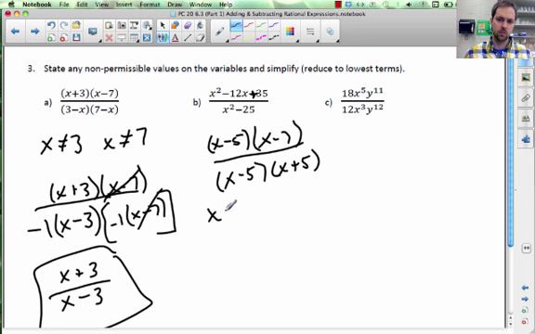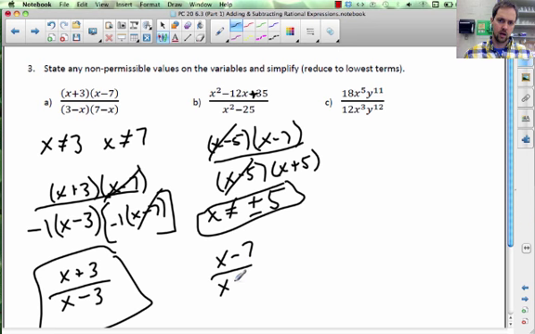Okay, so your two non-permissible values, x cannot be plus or minus 5, and again those are two values right there. These are going to cancel each other off, and of course we're left with x minus 7 over x plus 5 as your simplified rational expression.